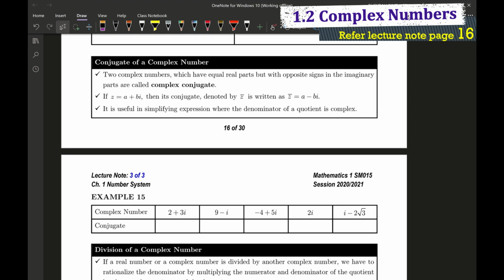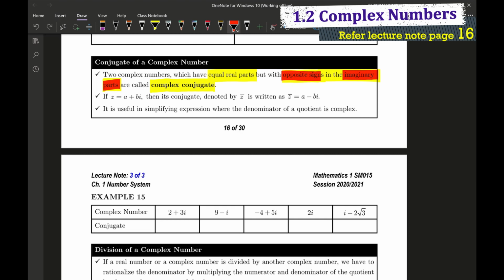Okay, so two complex numbers which have equal real parts, they need to have equal real parts but opposite signs of imaginary parts, are called complex conjugates. They have what? Opposite signs of what? Imaginary parts. Wow, to highlight that, it's very important. Please notice this. Opposite sign in the imaginary parts are called complex conjugates.